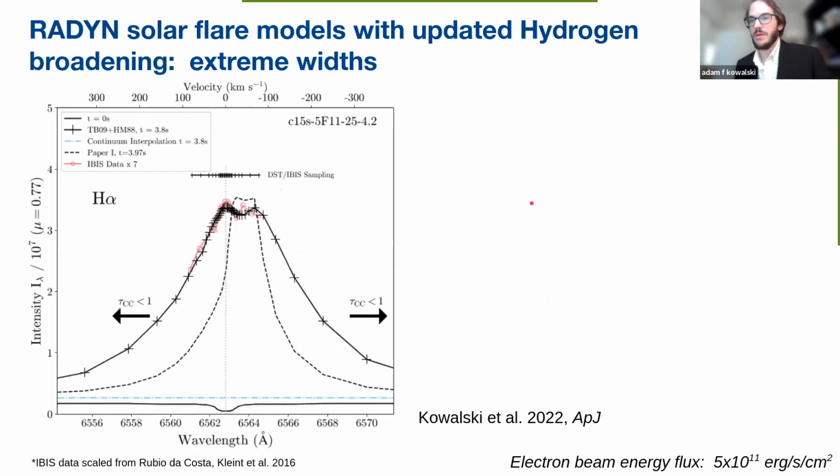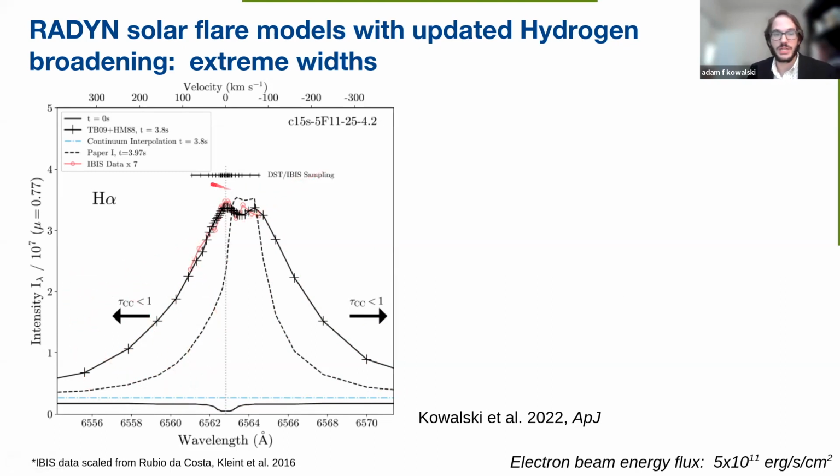So how do our models of chromospheric condensations change from the old broadening prescriptions that we used, which weren't really justified, to the actual correct unified theory broadening? Here I show an H-alpha line prediction of a simulation to a large electron beam flux where the chromospheric condensation gets very dense. The new H-alpha line profile is the solid black line, which is much broader than the older prediction. We would really like observations in the wings to test these extreme broadening predictions.